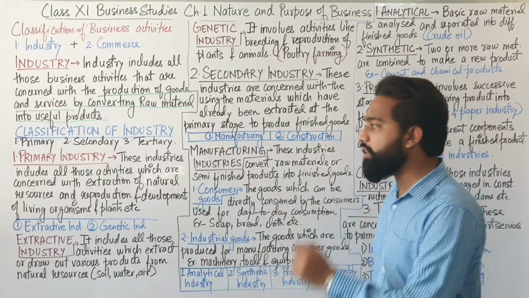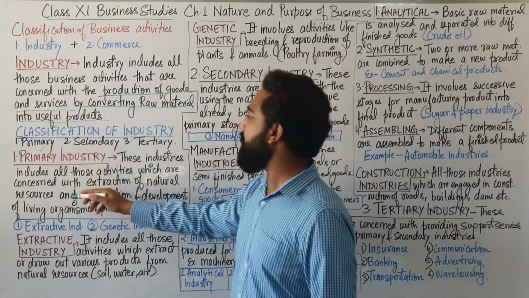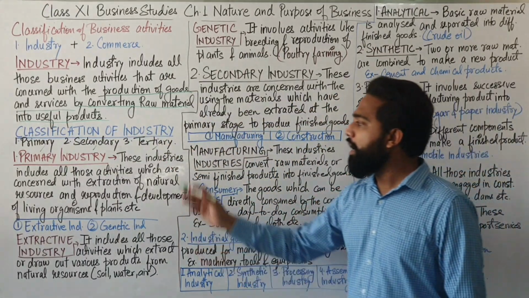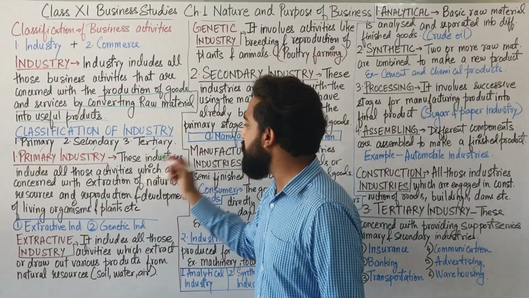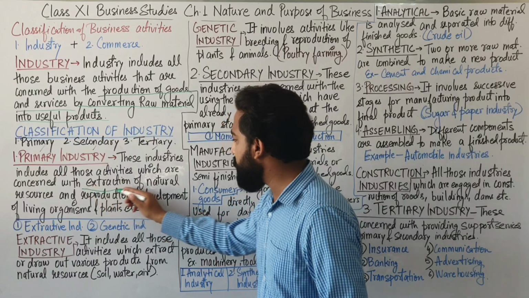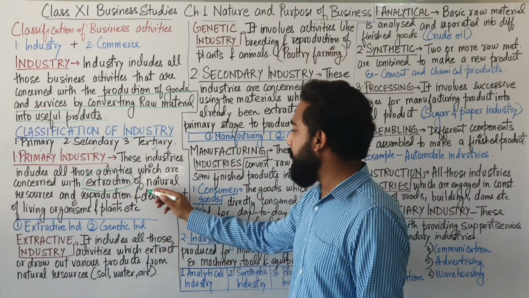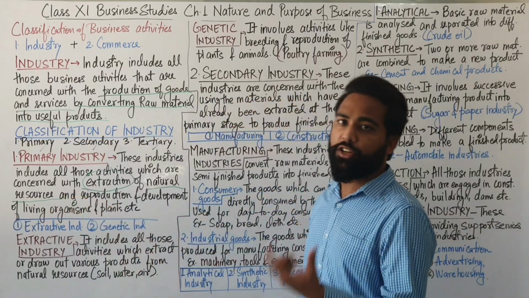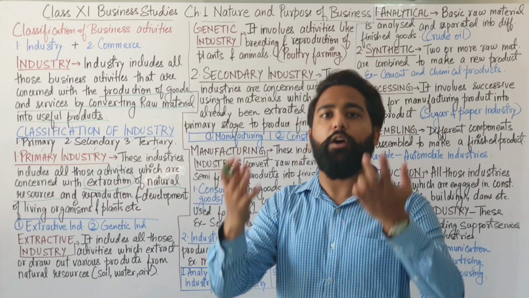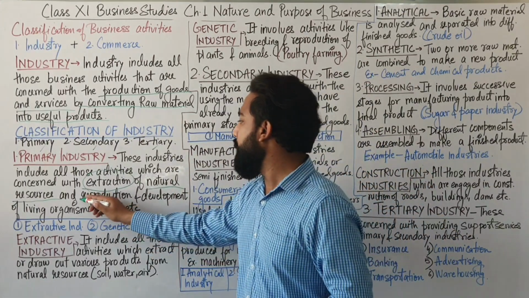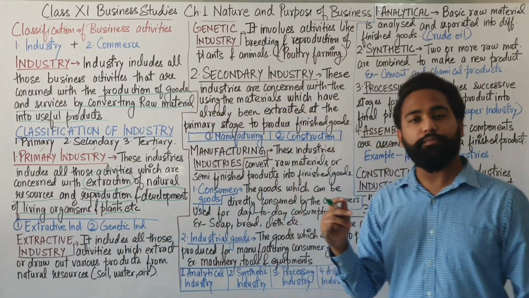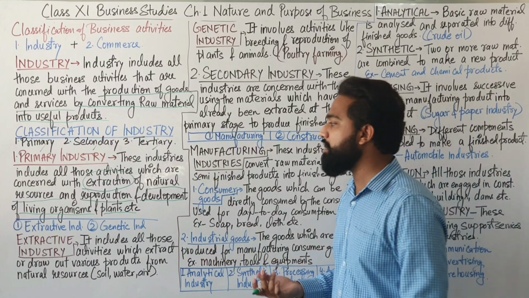Industries are classified into three parts: primary industries, secondary industries, and tertiary industries. Now the first one is primary industries. These industries include all those activities which are concerned with the extraction of natural resources. What do you mean by extraction? To bring out the minerals from the underground, from the soil, and reproduction and development of living organisms and plants, etc.